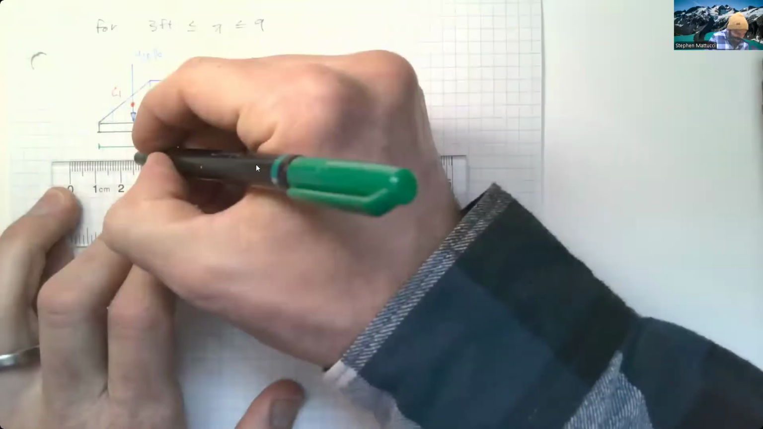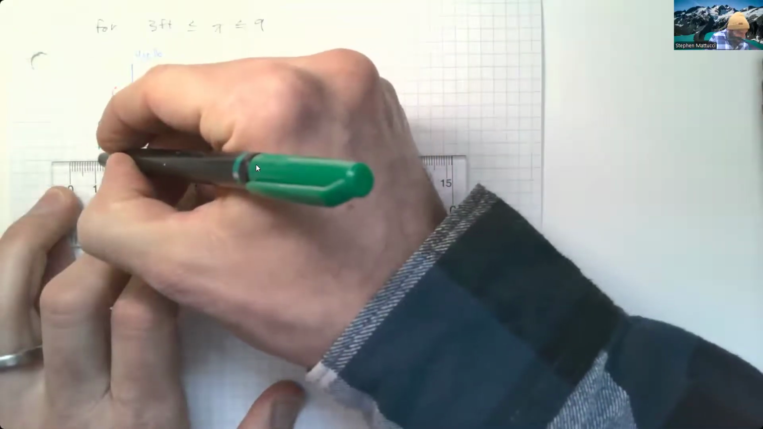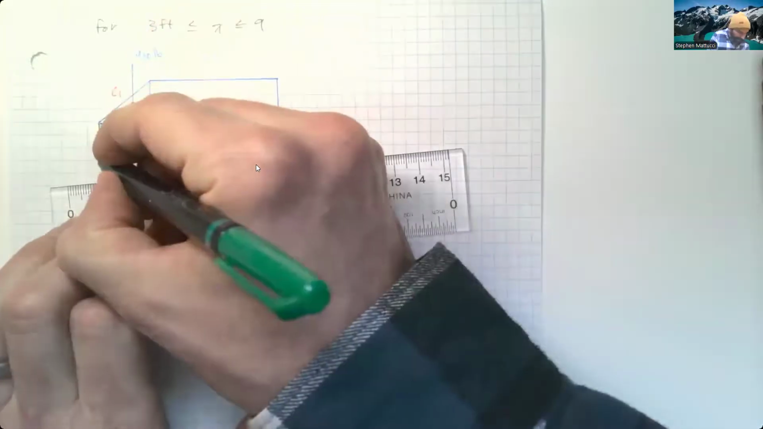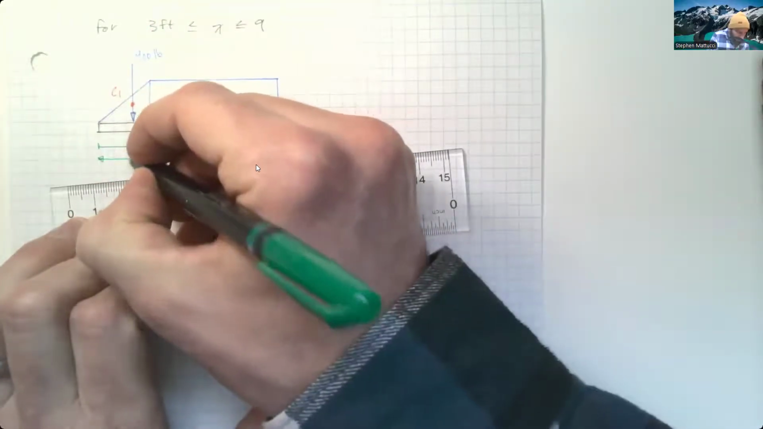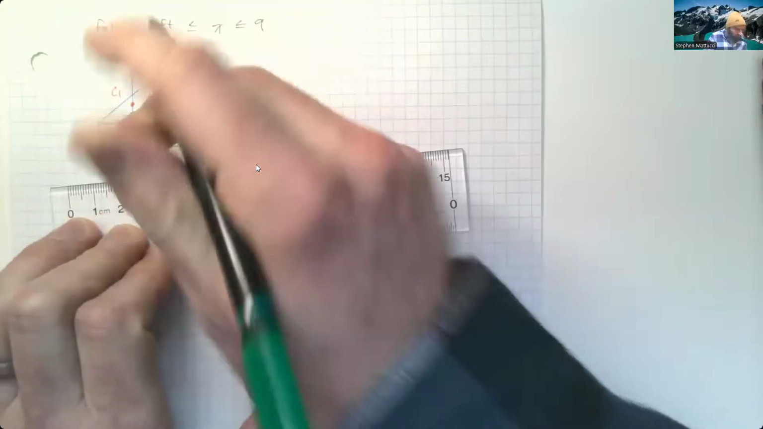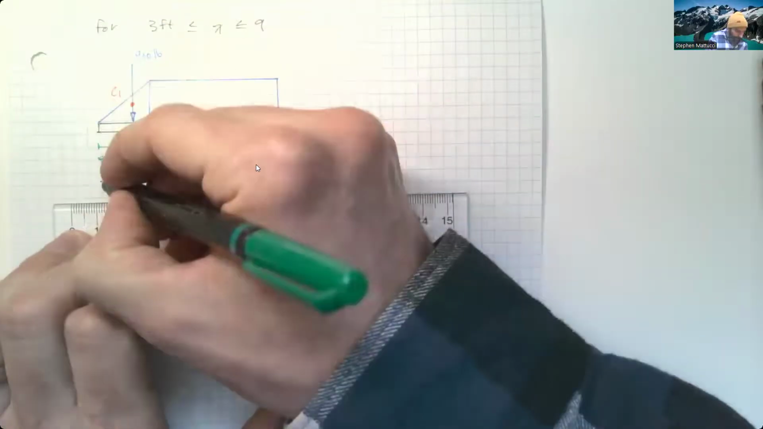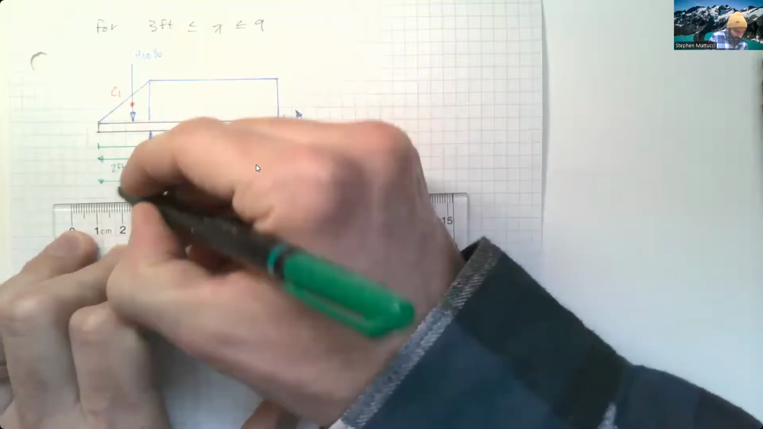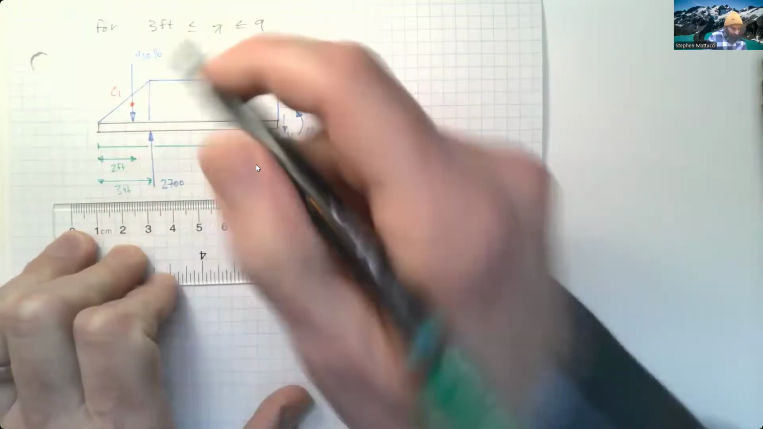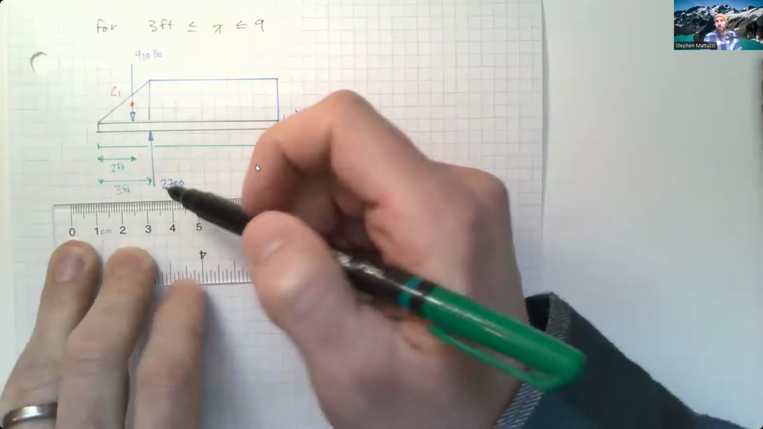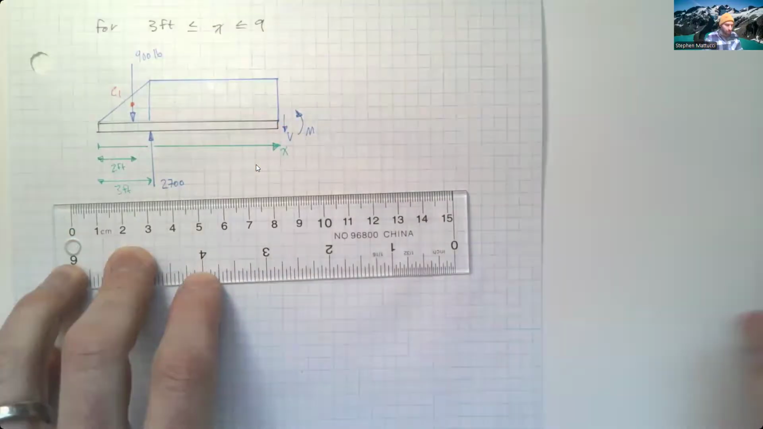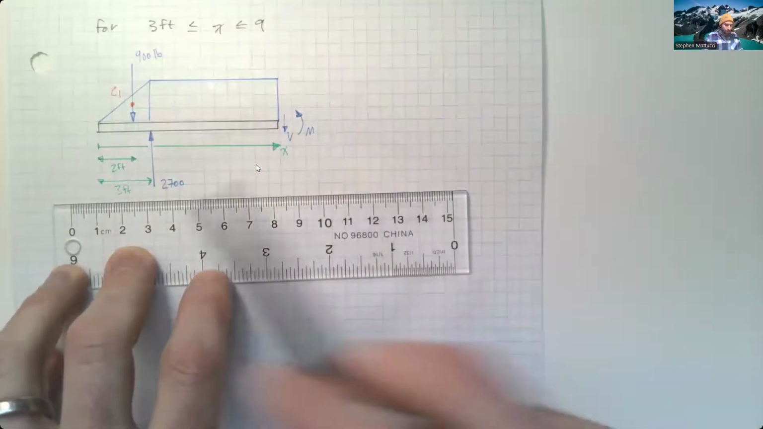Where this distance here is 2 feet. And again, this whole distance here is 3 feet. And all of these dimensions are going to be important when we're doing our equations of equilibrium.